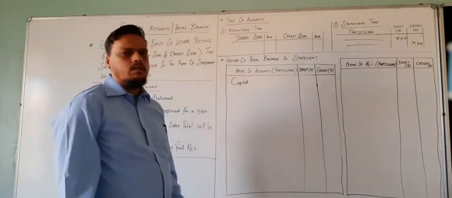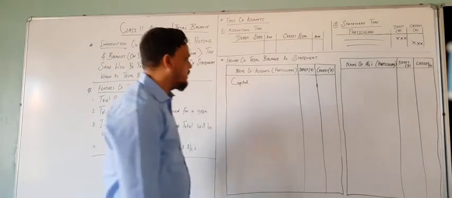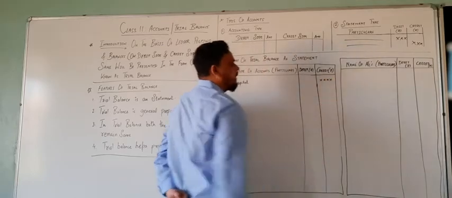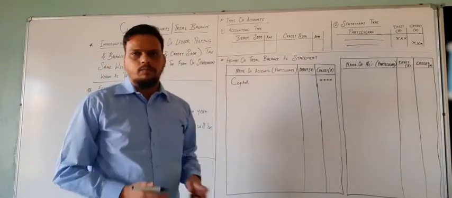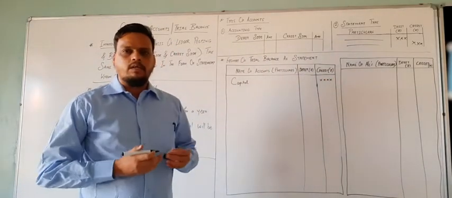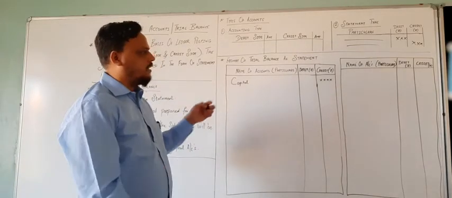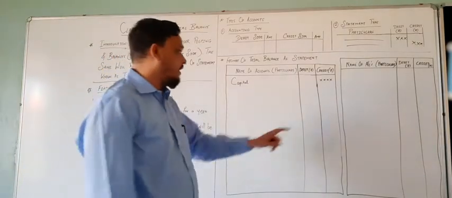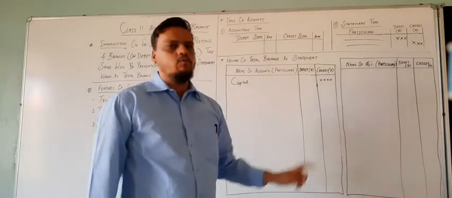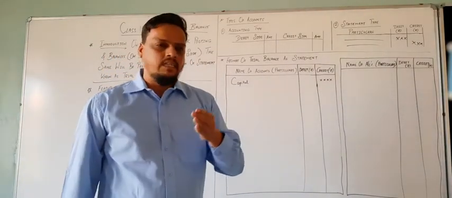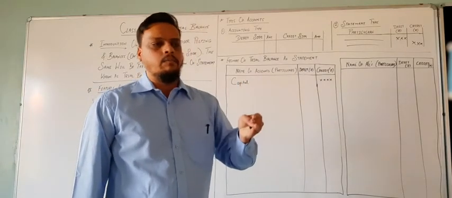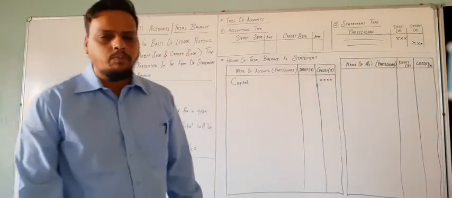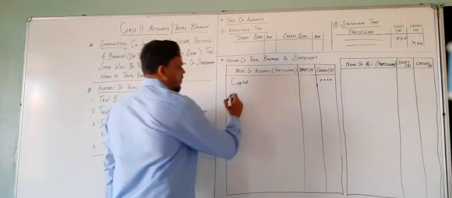Ultimately, capital is a part of credit, so the amount will be on the credit side. Be careful with the amount because I have made X, since I don't give a figure over there. But when the question has the figure, you have to make sure that the credit amount goes on credit and the debit amount goes on debit. So this is capital.